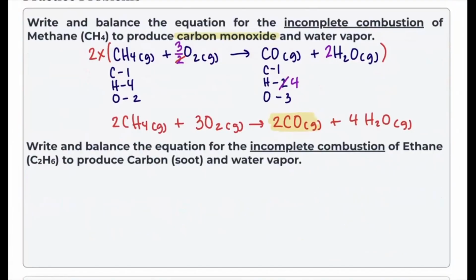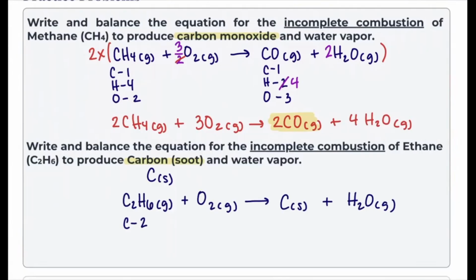But let's try another example. Write and balance the incomplete combustion of ethane, C2H6, to produce carbon or soot and water vapor. And soot is essentially solid carbon, and you'll see it in places like chimneys, smoky fires, poorly ventilated furnaces, factory exhaust. You get the idea. So starting off by writing the skeleton equation first, we have C2H6 reacting with O2 to produce soot or carbon solid and H2O gas.